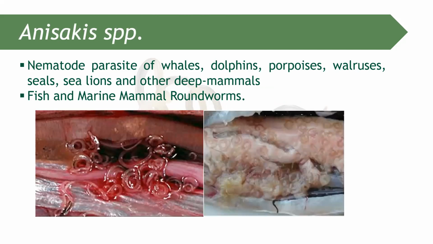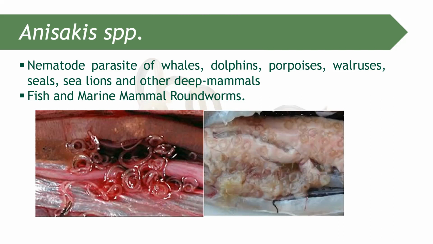Leading to the, I guess this is the last parasite that we are going to discuss, second to the last, Anisakis species. Take note that this nematode is present in whales, dolphins, porpoise, walruses, seals, sea lions, and other deep animals. Take note, guys, that this is known to be your fish and marine mammal roundworms. Ayan, yung mga nakikita nyo yan po yung ating Anisakis species.